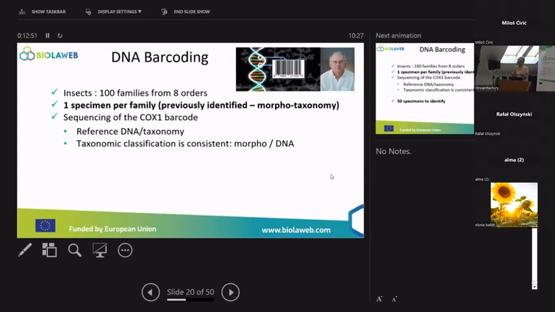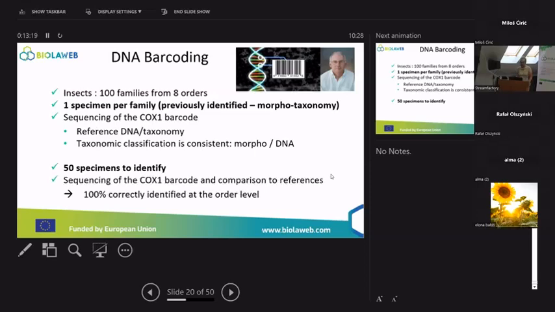And he looked at the taxonomic classification. The morphology-based one was consistent with the DNA-based classification. Then to test that, he took 50 specimens that were not identified previously with morphotaxonomy, and he sequenced the COX-1 barcode, and he was able to correctly assign all specimens at the order level. So that was his first proof of concept.